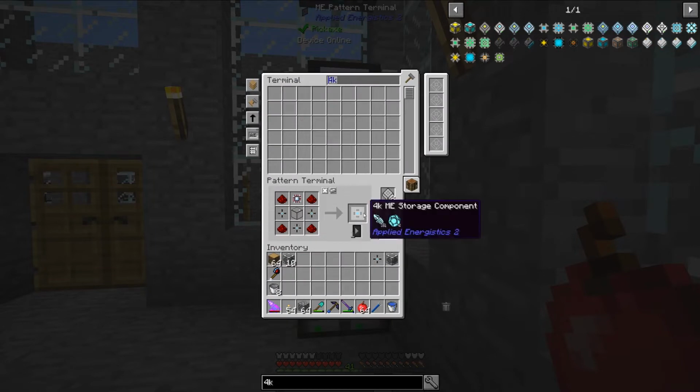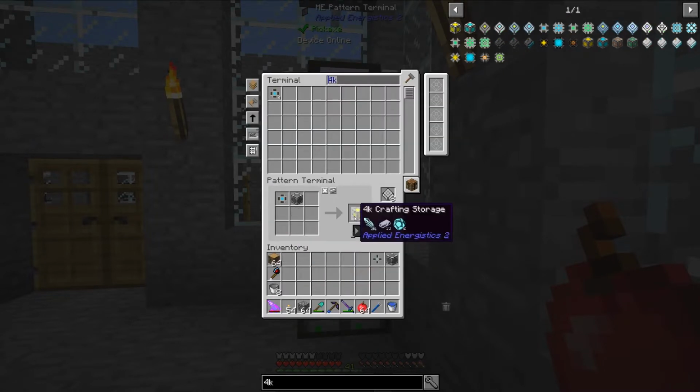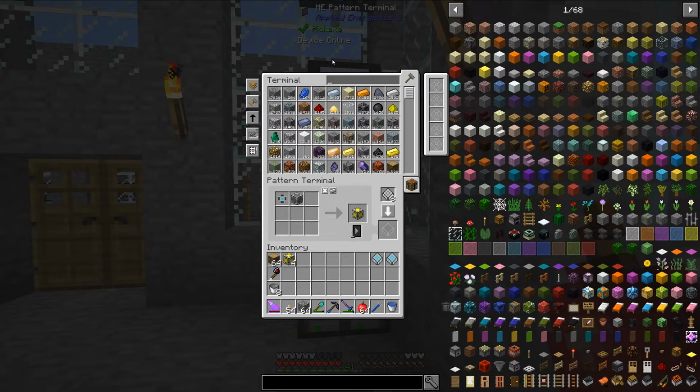So let's do the 4K next. And that is in a recipe like this. I should have everything I need. And then for the crafting storage, where are you? Let's do that. And let's throw those in there. So we have the crafting storage here. So that's kind of the basis for the crafting.